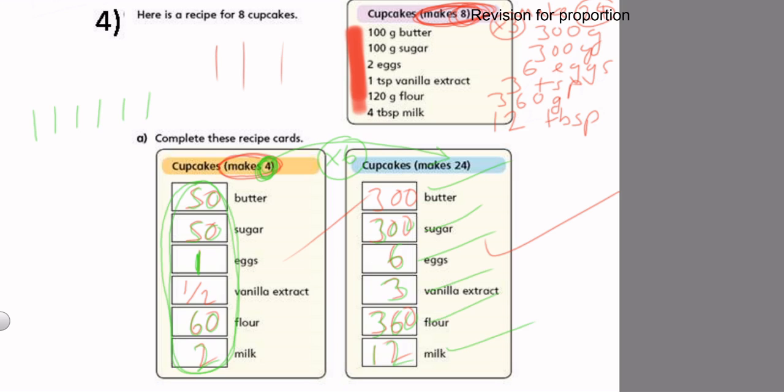Right, a little bit risky, because if you got these numbers wrong, and you use this method, then all of these numbers would be wrong. So it's better to start with these numbers that were given to you.